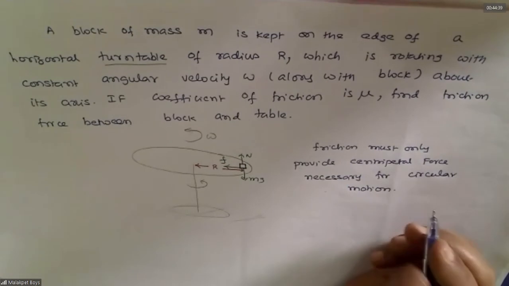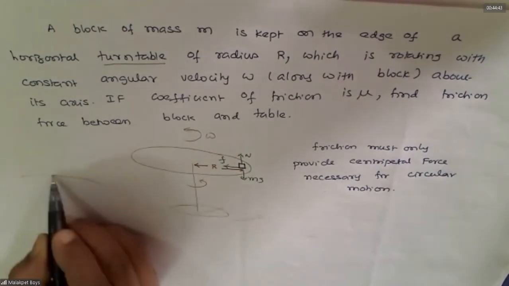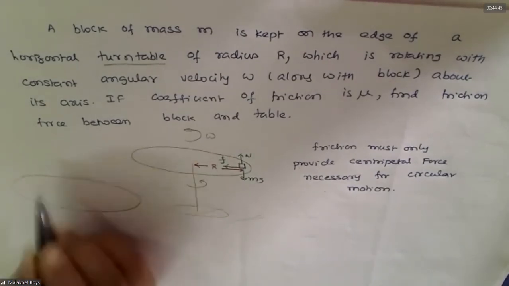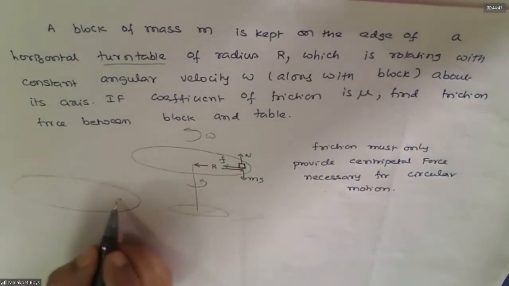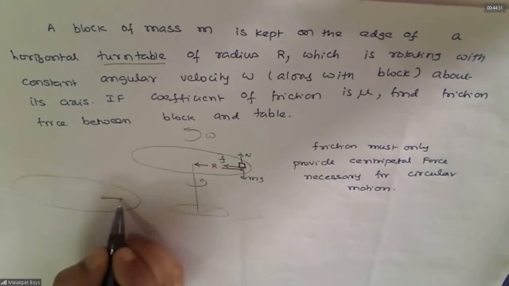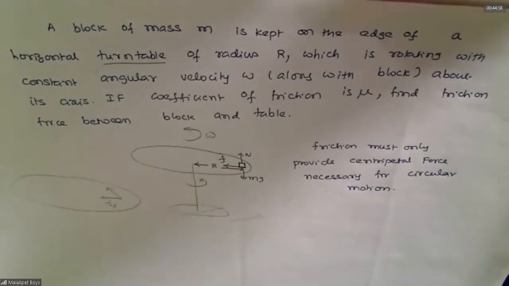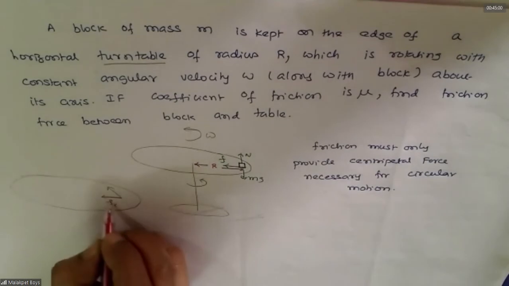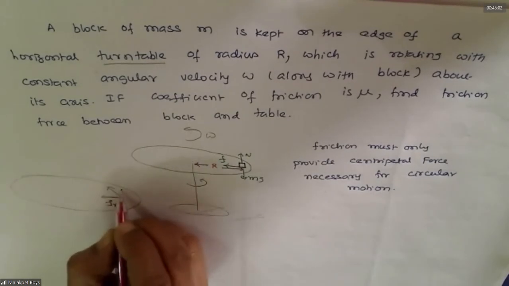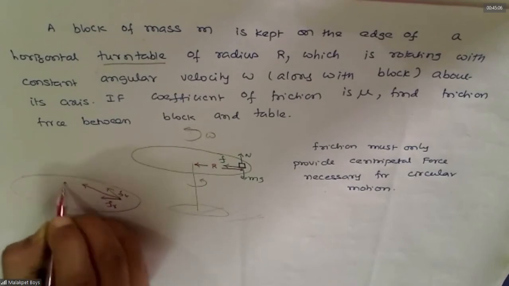Understood this? Yes, sir. See here, suppose this is a particle. Now, friction may have two components. One is towards the center, the other is along the motion. This is the radial component, and this is the tangential component. So the net frictional force will be this.